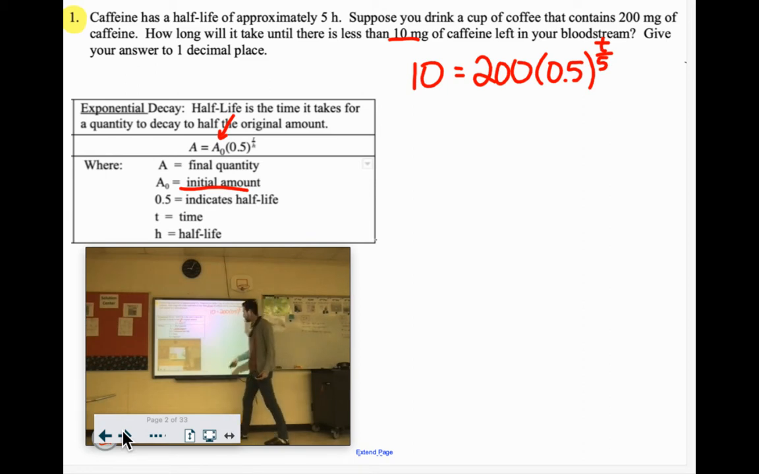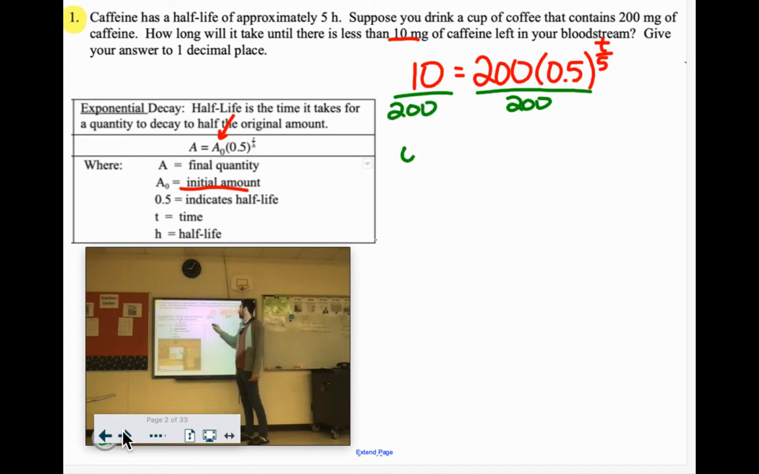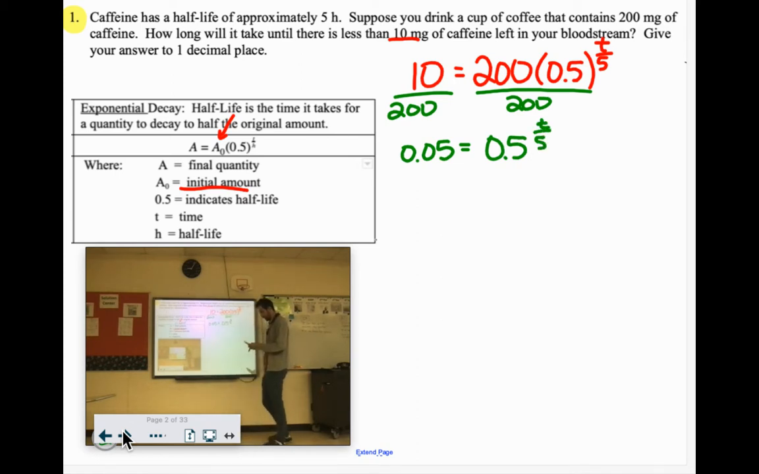So we're going to have to do some of our logarithmic and exponential equation tricks to work this down. First thing, I'm going to get rid of that 200 because that has nothing to do with the exponent. So to get rid of that, we'll divide it out. 10 divided by 200 is 0.05, I believe. I'll double check that, because I make mistakes from time to time. 10 over 200. Cool, 0.05.